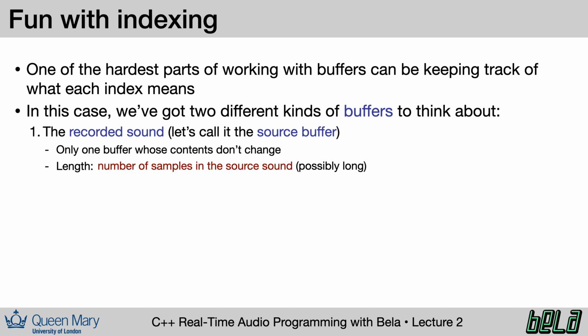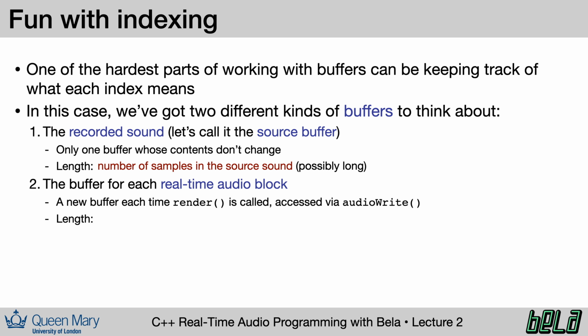There is also a buffer inside the render function which corresponds to each real-time audio block. This is the block-based processing that we saw at the beginning of this lecture. And each time render is called, you will get a new buffer which you can access via this function called audioWrite. We'll come back to that in a moment. Now, what is the length of this buffer? Well, that depends on the system audio block size, which you can set in the Bela settings. By default, Bela has a block size of 16 samples.